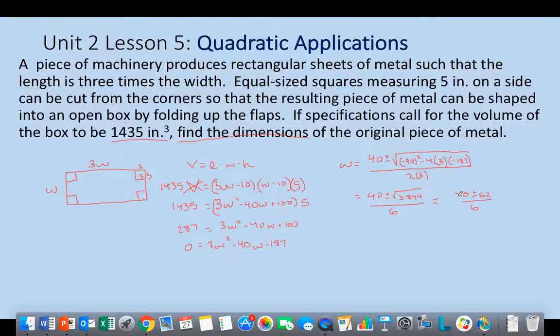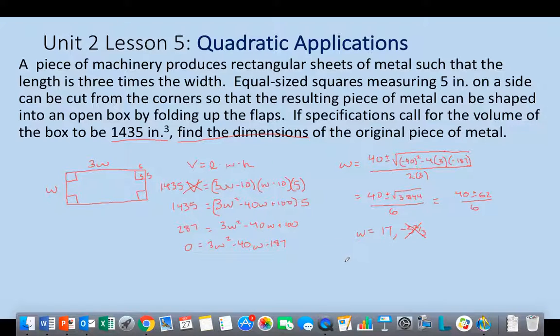Going ahead and 40 plus 62 divided by 6, that gets me w equals 17, or negative 3 2/3, negative 3.6 repeating. And obviously the width can't be negative, so this is an extraneous solution. That doesn't help at all.